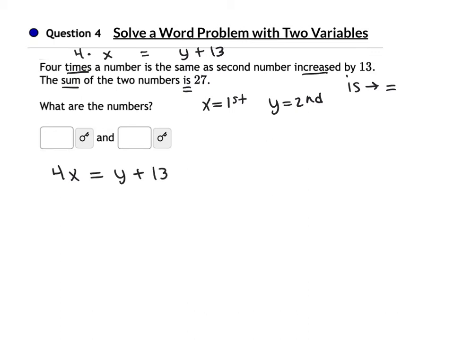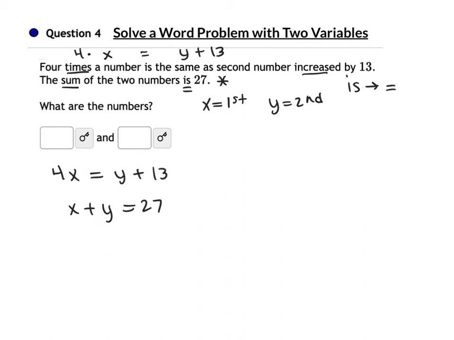The sum of the two numbers is 27. That's my second equation right here. That's x plus y equals 27. Now I need to find a way to solve this. I could put it in the standard form. To do that, I'd move the y over here, or I could substitute. For a variety, I'm going to substitute in this question.